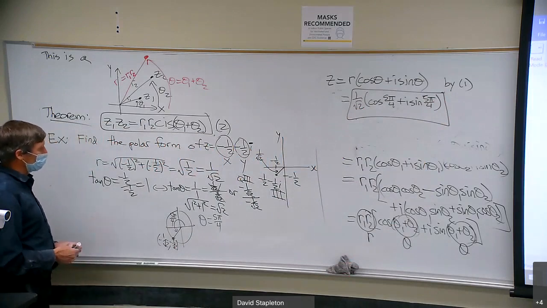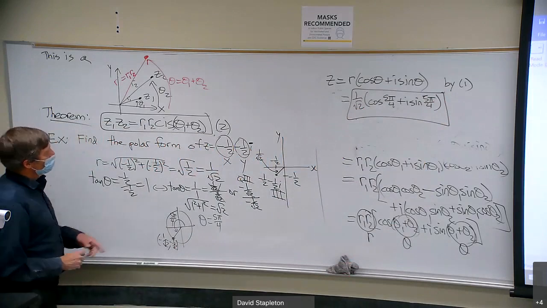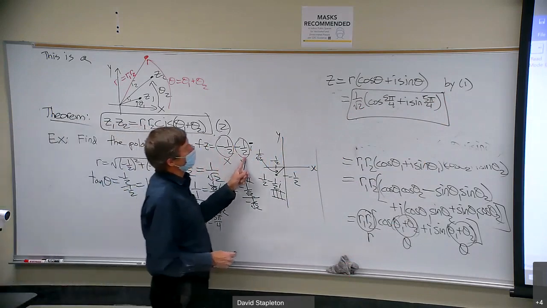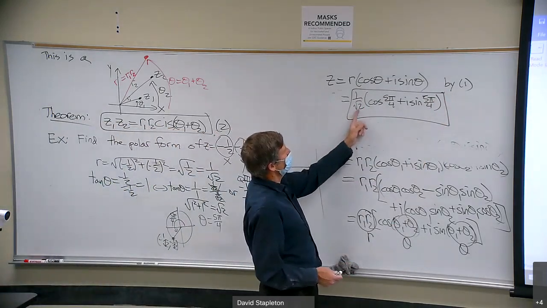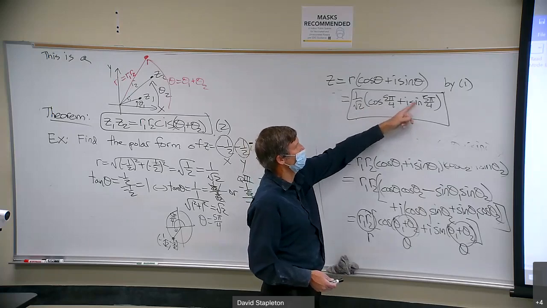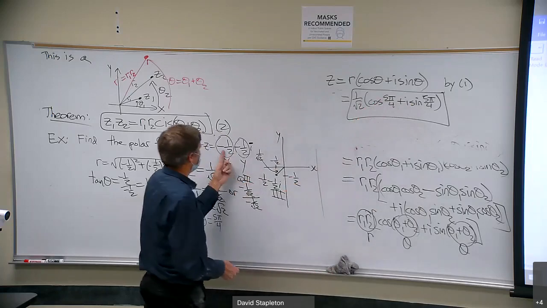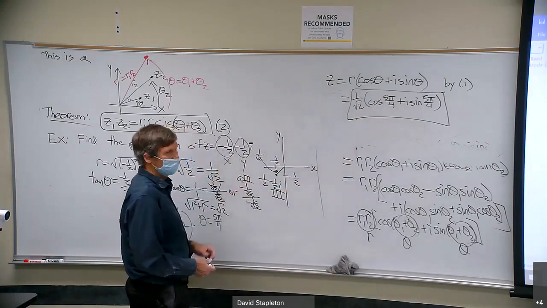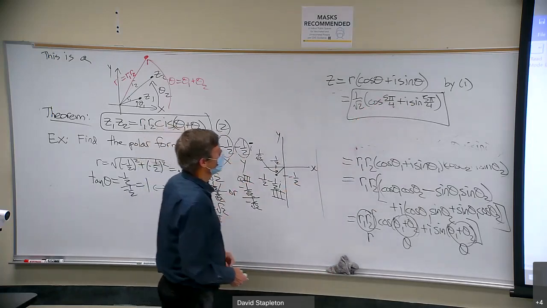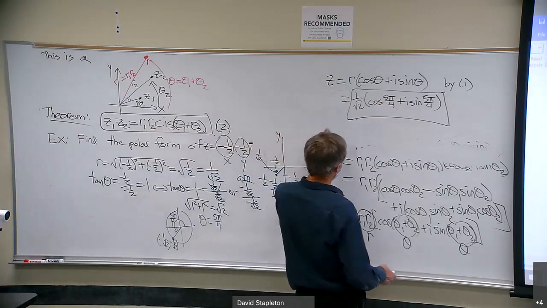So you can write the number either as minus 1/2 i, or you can write it as 1 over square root 2 cosine 5 pi over 4 plus i sine 5 pi over 4. If you computed these angles and multiplied back, you'd get back minus 1/2 i. That's the idea. Just different ways of writing the same number.